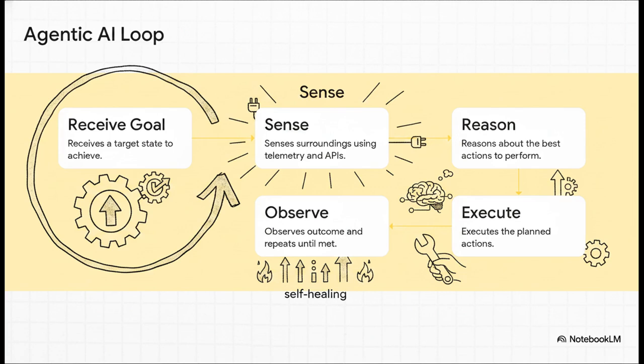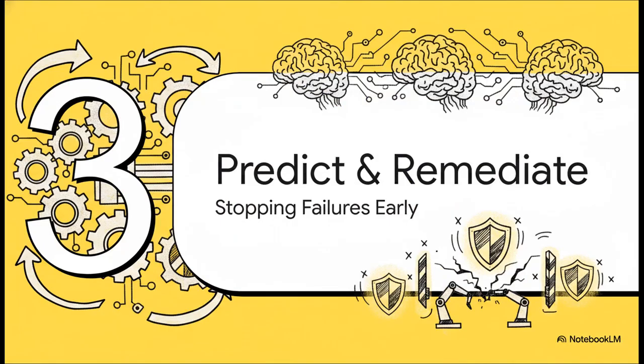This creates a continuous, intelligent loop. It gets the goal, senses the current reality, reasons out a path forward, and executes. And the crucial part, it observes the outcome and repeats the cycle continuously. It keeps going until the target state is reached or until it hits a strict boundary where it knows human intervention is required. Section 3.